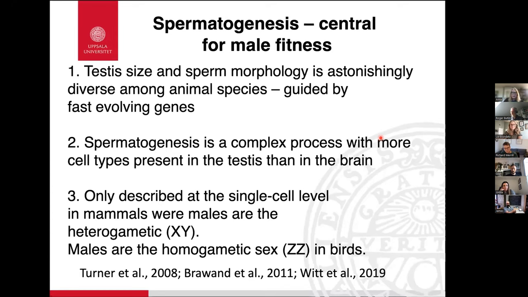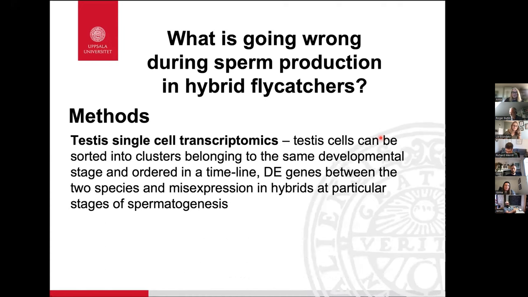But I will not give you the full story. I will jump directly into what did work. So what is going wrong during sperm production in hybrid flycatchers? We used three main methods to figure that out.